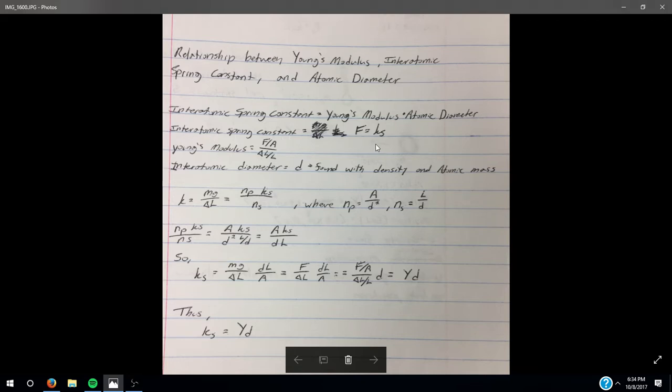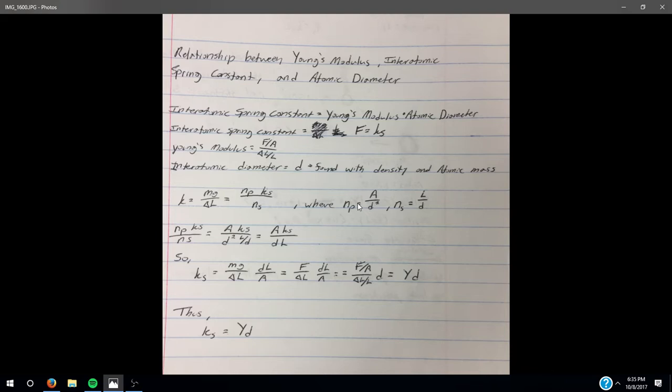That's not actually correct. F is equal to the spring constant times the stretch. Young's modulus, which is force divided by the cross-section of the area divided by the change of the length over the initial length. And the atomic diameter, which can be derived from density and atomic mass.